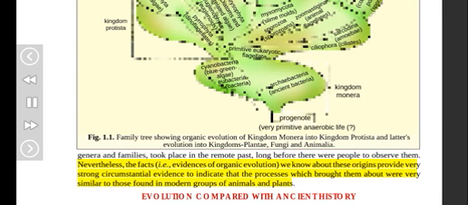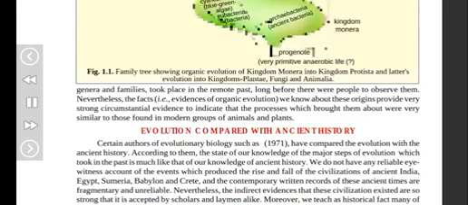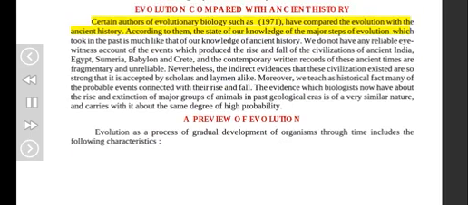Nevertheless, the facts, i.e., evidences of organic evolution, we know about these origins provide very strong circumstantial evidence to indicate that the processes which brought them about were very similar to those found in modern groups of animals and plants. Evolution compared with ancient history. Certain authors of evolutionary biology, 1971, have compared evolution with ancient history. According to them, the state of our knowledge of the major steps of evolution which took place in the past is much like that of our knowledge of ancient history.